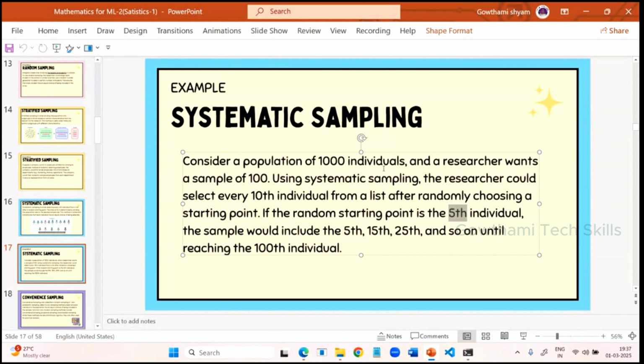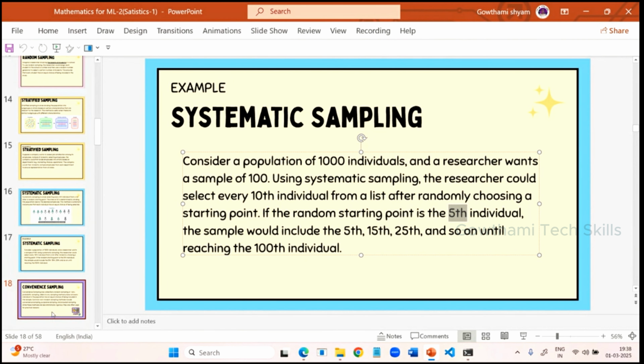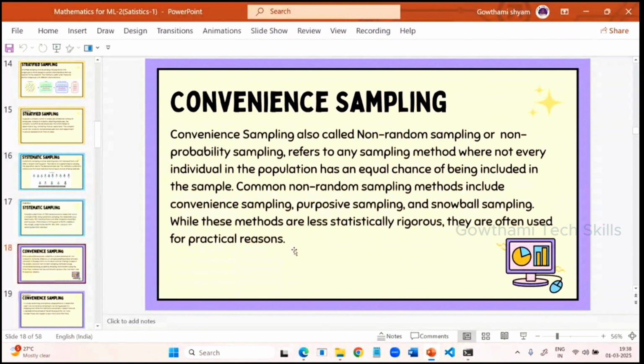So we have said that in the population we need to select some data. That data I'm calling the sample. How to choose that data with different techniques? One is random selecting, the second one is systematic sampling, the third one is stratified, and the fourth one here is convenience sampling.